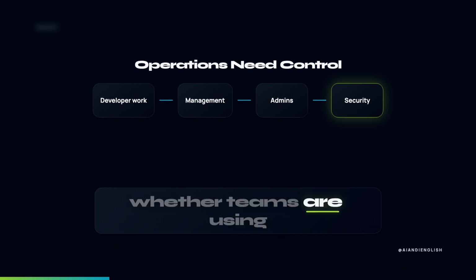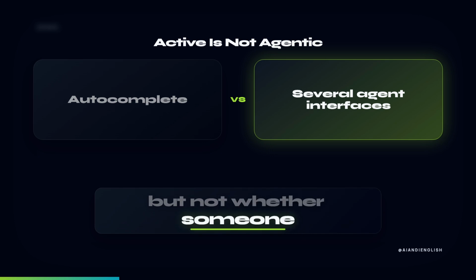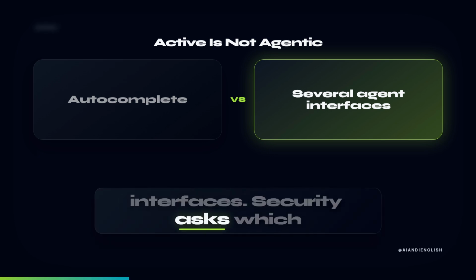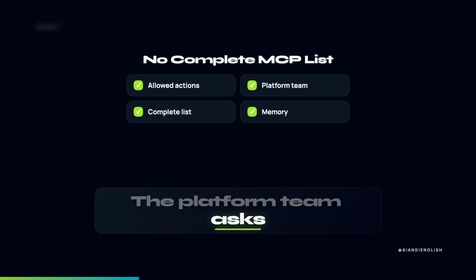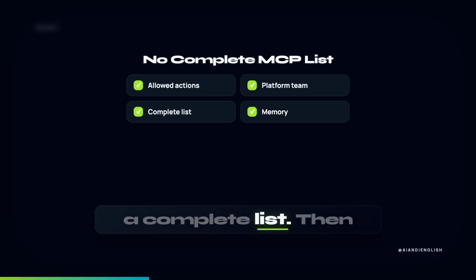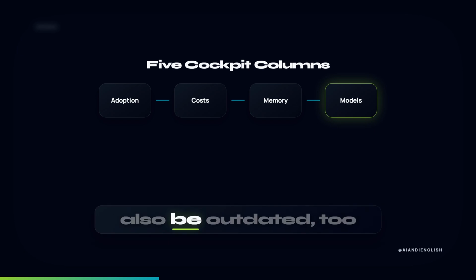The typical failure mode looks like this. Management asks whether teams are using the agents at all. Admins see active users, but not whether someone only uses autocomplete or already combines several agent interfaces. Security asks which models are allowed. The team says it depends. The platform team asks which MCP tools may perform actions. Nobody has a complete list. Then there is memory. A stored repository fact can help, but it can also be outdated, too broad, or simply wrong.